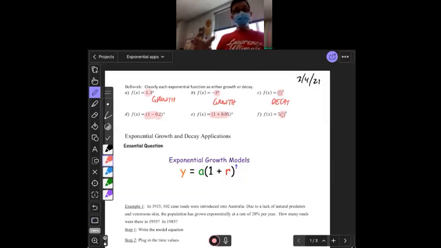1 minus 0.2. Notice how that's inside the parentheses. So the exponent is on all of that. Of course, 1 minus 0.2 is 0.8. So that'd be 0.8 to the x, which would be decay. 1 plus 0.05. It's inside the parentheses. The exponent's on that. So that'd be 1.05, which is bigger than 1. So that's growth.